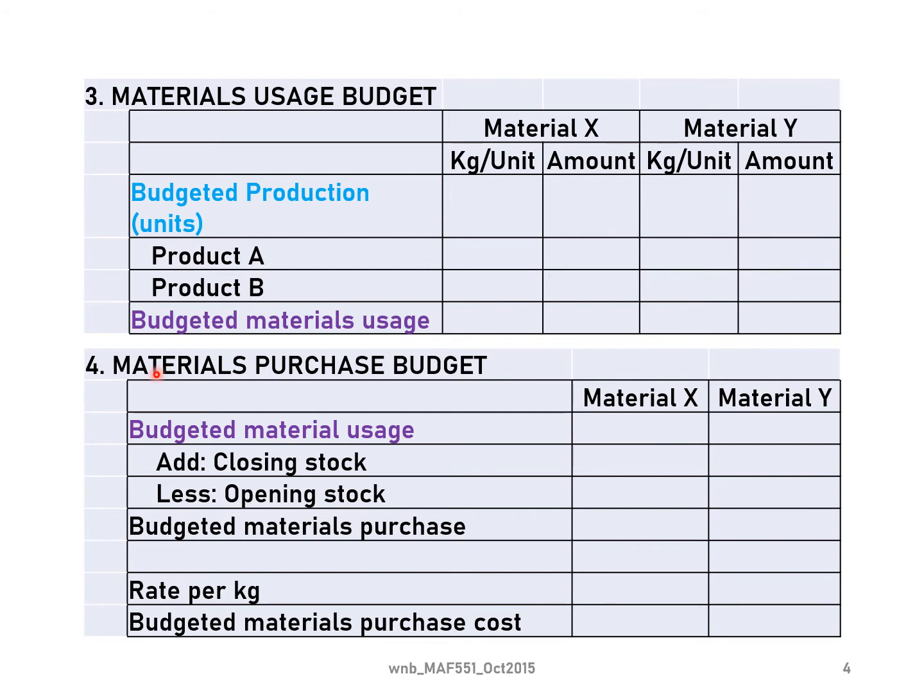Then, kita boleh sambung terus dengan material purchase budget. Sometimes dia sambung je terus, material usage and purchase. But sometimes they don't. So, depend lah kepada soalan yang ditanya. Okay, so untuk material purchase budget, you akan ambil material usage ni, bawa ke sini. Tambah dengan closing stock, tolak dengan opening stock, dapatlah berapa budgeted material purchase untuk X dan Y. Darab dengan rate per kg, so dapatlah material purchase cost.